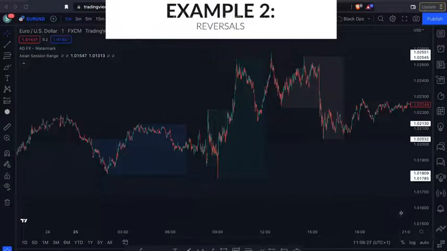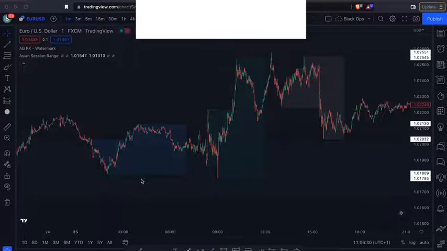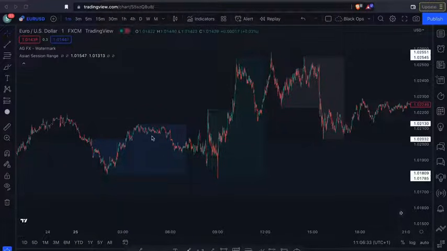Example 2, reversal. In this example, we can see that the Asian session is moving sideways again. And then during the London session, just at the beginning, we get some volatility and then we push to the upside.